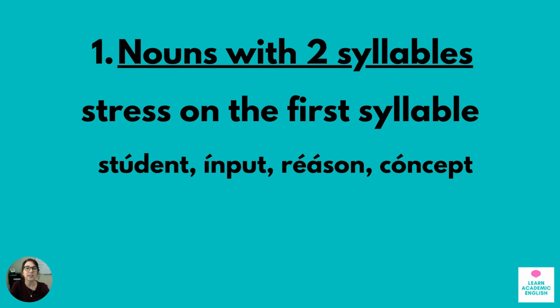For example, in the word student. Now notice that I'm writing it with the accent mark over the U, but of course we never write it like that. This is just to show you where the word stress is, okay? So student. The second syllable is not stressed, and that means that instead of saying student with a clear D sound, we're going to reduce that vowel. Student.